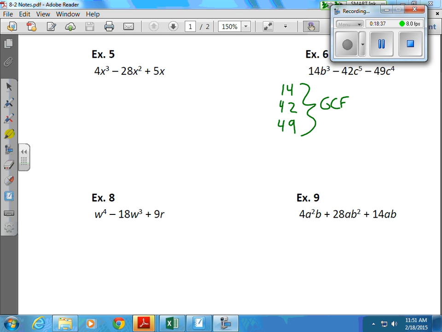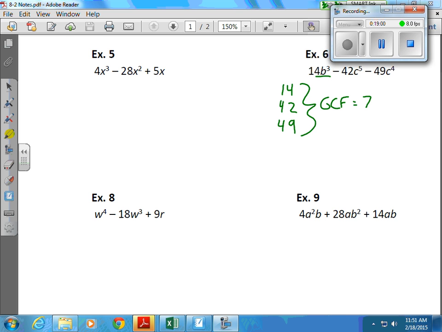GCF is 7. If you need to make a factor tree and go through all the little steps, do it. Most of you can see that in your head. 14 is just 7 and 2. 2 doesn't go into all of them evenly. 7 does. So 7 has to be your GCF of the numbers.